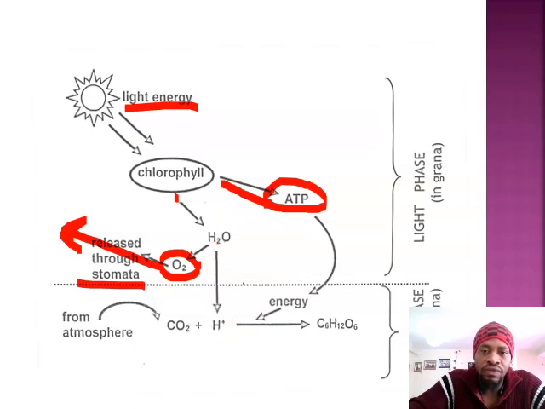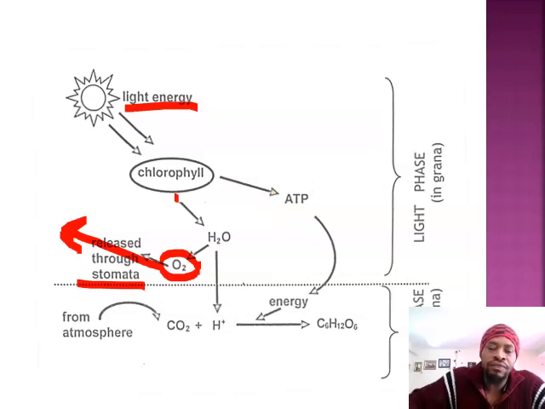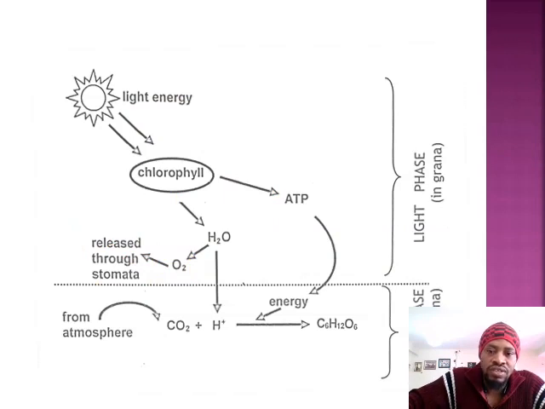From here now, we will go into the dark phase. And as we said, the dark phase, where does it occur? The dark phase occurs in the stroma. That is where we have our dark phase occurring inside the stroma.